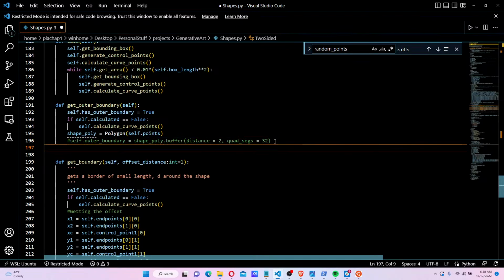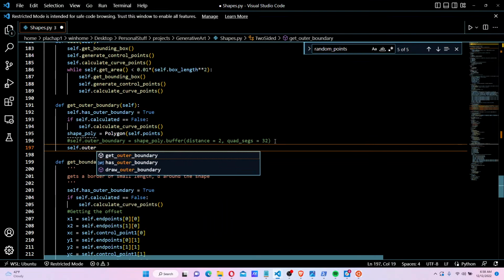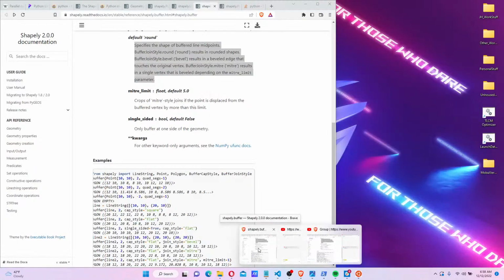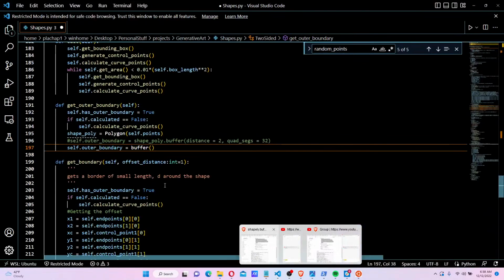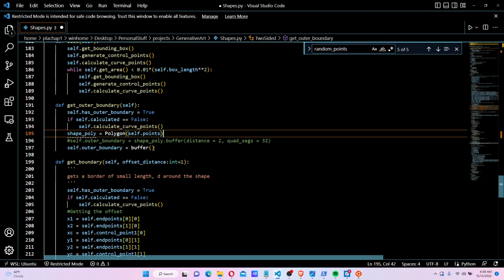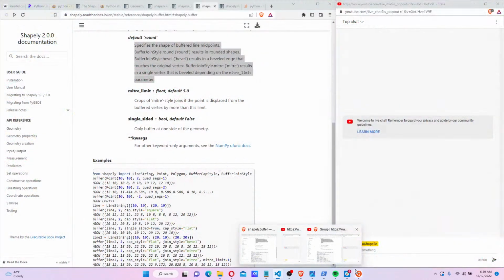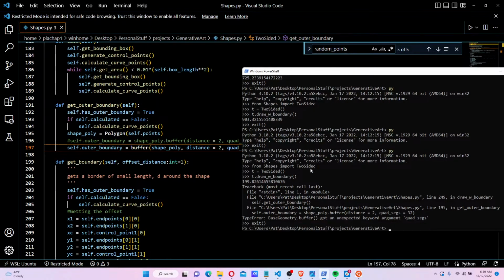Comment out that one. Now outer boundary is equal to buffer, and okay, so I want to buffer the shape polygon, and then distance is equal to 2, and quad segs, it should be 32 segments on a quarter circle. So now let's run this.